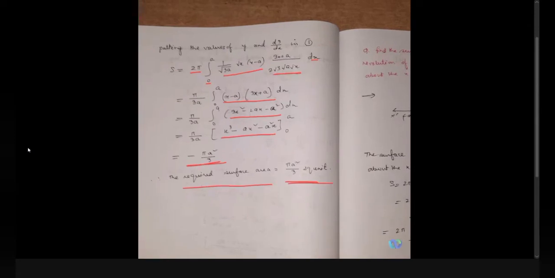Then you just integrate it, but the area may come out negative sometimes. No problem, the area may be negative, but it must be positive. So as the area is positive, the required surface area is pi a square by 3 square units. Even if you get negative area, the total surface is a positive value. This is how you can complete the problem. Now do this at home; I will give another problem. Wait one minute.